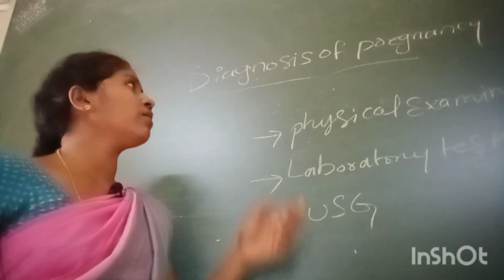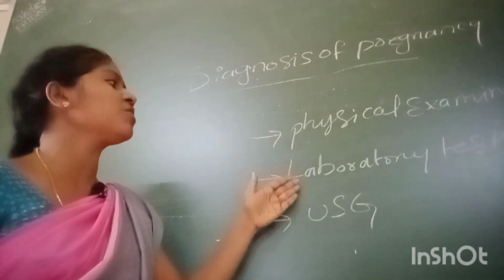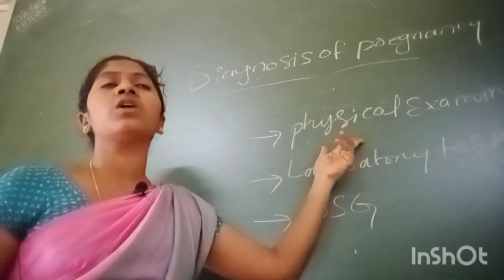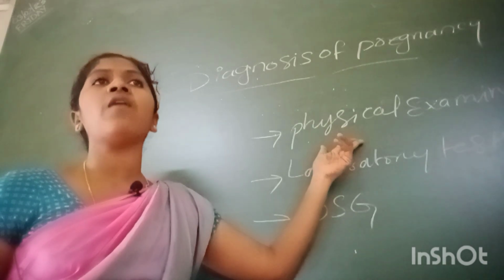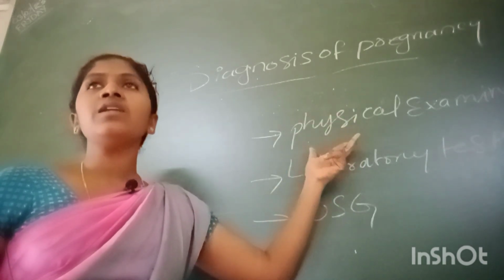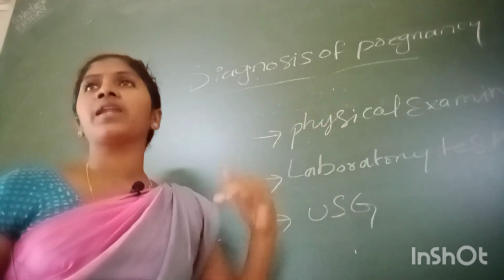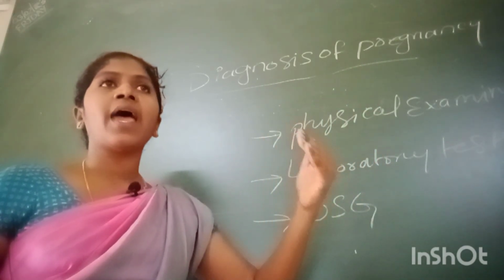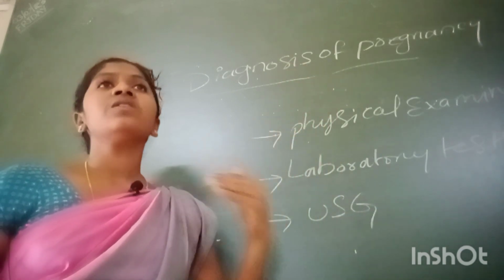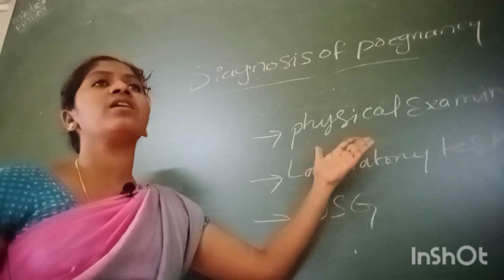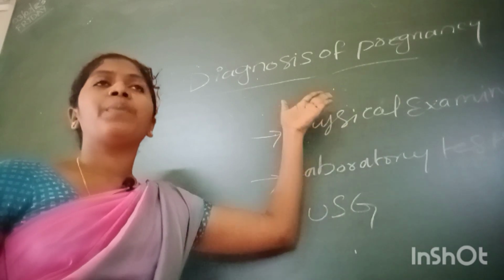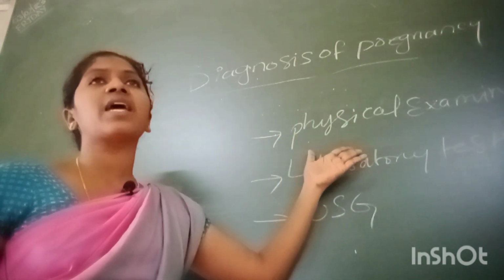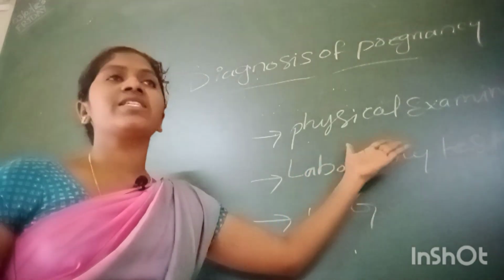How can we confirm the pregnancy? By using three parameters. Physical examination. Physical examination is nothing but all the signs and symptoms of pregnancy. There are three kinds of signs and symptoms of pregnancy. What are they? Presumptive signs, probable signs and positive signs. Depending upon that, we can confirm the particular woman is pregnant. All these signs come under the physical examination.